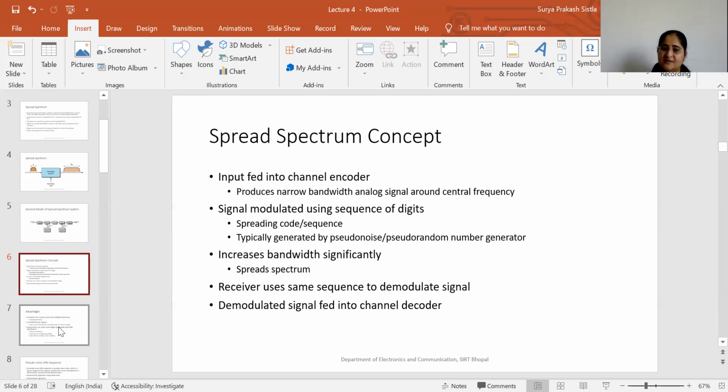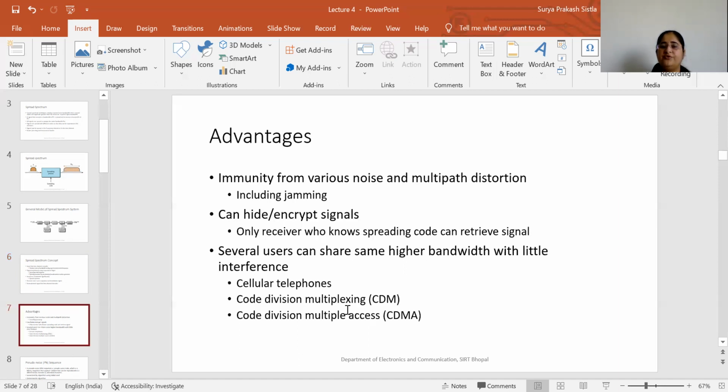Before moving forward, first we will see what the advantages of the spread spectrum technique are. It provides immunity from various noise and multipath distortion. And as I mentioned, it provides high security. It resists jamming. It can hide or encrypt your signal, so that only the receiver who has the spreading code can retrieve the signal.